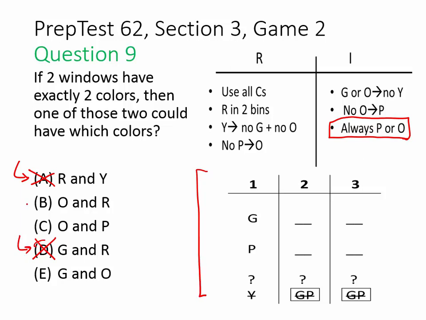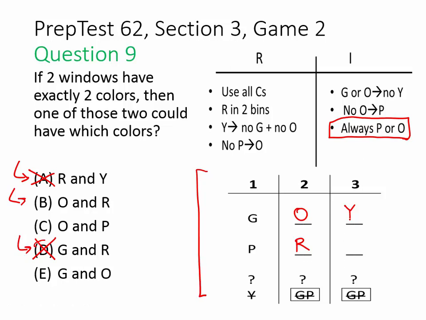The rest of them have at least one of P or O, so we need to consider them a little bit more seriously. Let's take a look at B, O and R. If we place O and R here, that limits where Y can go. Y would have to go in this space.